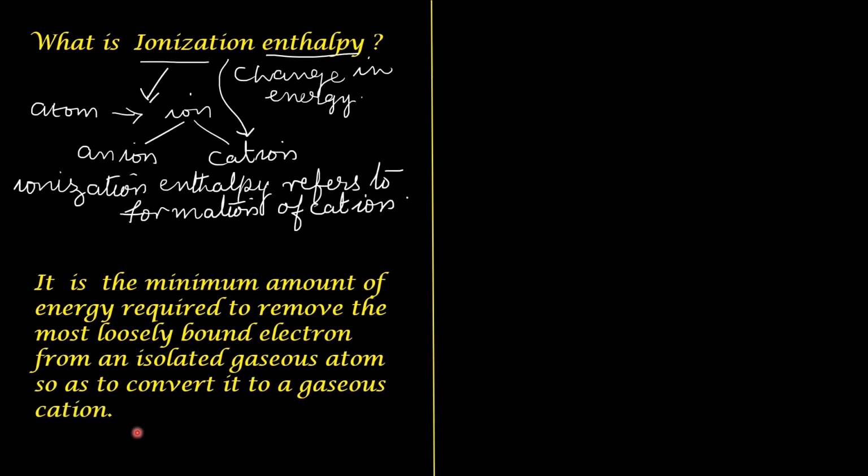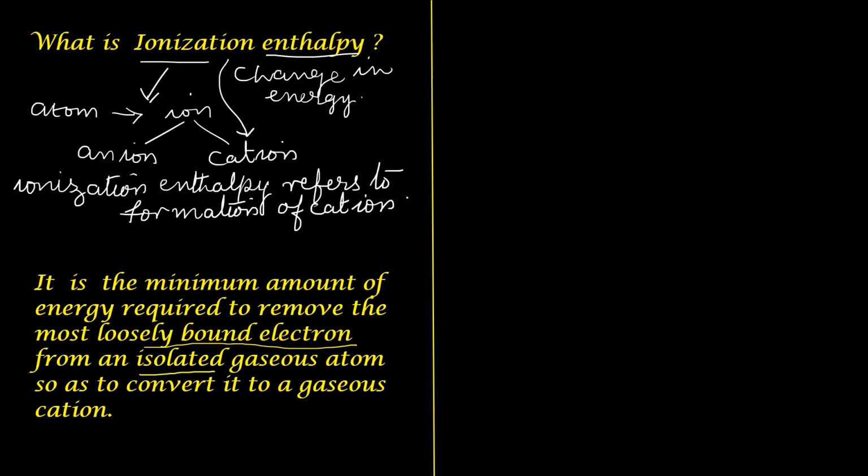Energy is needed to convert a substance into gaseous state. That energy is not considered. The most loosely bound electron is found in the valence shell, that is, the outermost shell. The atom should be in the isolated condition. It should not be in the molecular form. It should be an isolated atom. Energy has to be supplied in order to isolate the atom also. That energy also is not considered under ionization enthalpy.